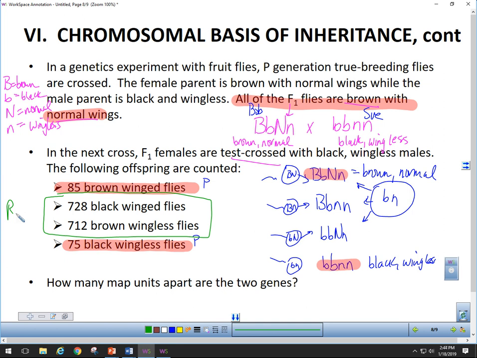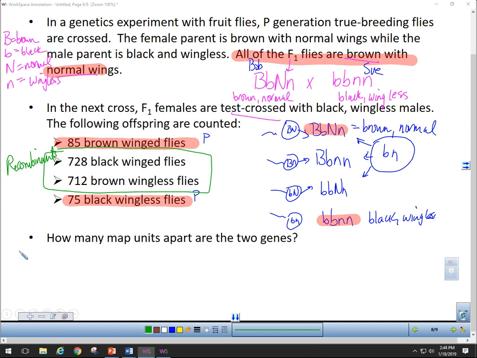Okay, so that's a lot of recombinants, right? So we're going to add those together. We want to kind of see what that frequency is. Remember, we want the recombinants. 728 plus 712 recombinants. We add those together. 2, 3, 4, 1,440 recombinants.